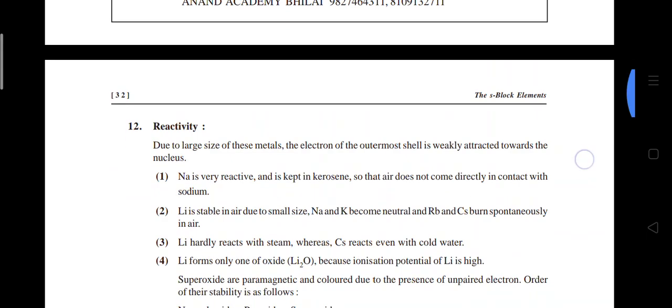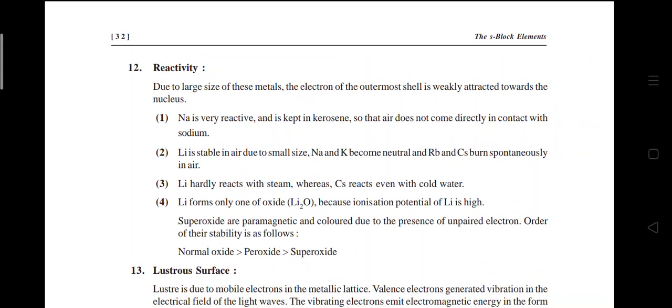Twelfth, reactivity. Due to the large size of these metals, the electron of the outermost shell is weakly attracted towards the nucleus. So sodium is very reactive and it is kept in kerosene so that air does not come directly in contact with sodium. Lithium is stable in air due to small size.